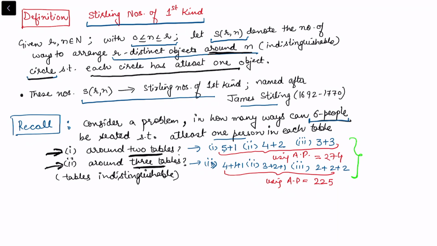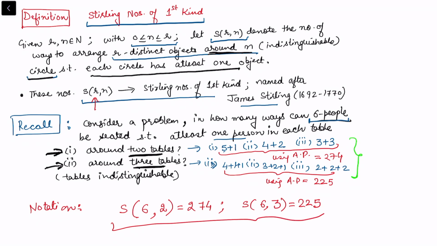So if I want to write this in the notation of the Stirling number, I will write 6. So r stands for the number of distinct objects. There are 6 people, and if there are 2 tables, we got this answer as 274. And if there are 6 people but 3 tables, then we got the answer as 225.